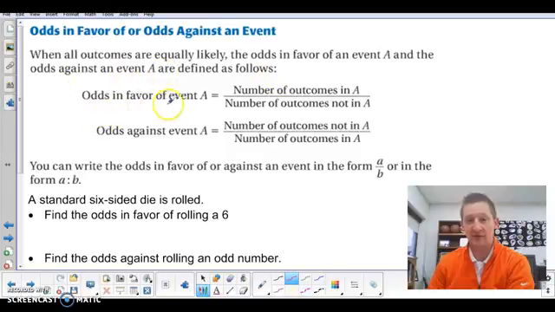So, the odds in favor of event A occurring. Well, you take the number of outcomes in A compared to the number of outcomes that are not in A. Not the total, but everything else. Okay, odds against event A happening, well, that'd be the number of outcomes that are not in that event, so everything else compared to the one that I want. Okay, that's odds against. You just flip it over.